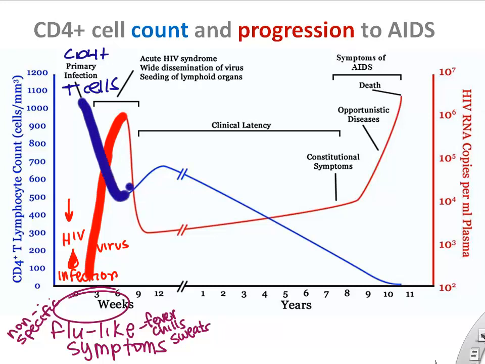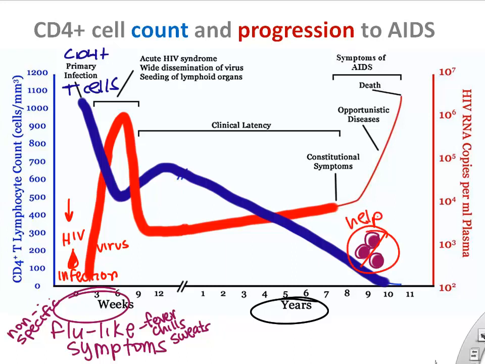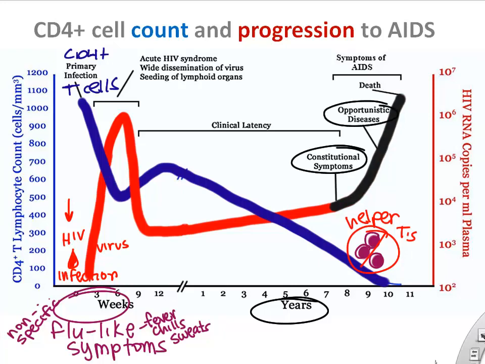The helper T cell levels might be reduced, but eventually you'll reach sort of a steady state where not much is going on clinically with you, but then over the course of years your helper T cell levels will plummet. When those helper T cell levels get too low, there's really no way to fight the virus, and eventually your immune system just doesn't work anymore, and that can cause AIDS and in most people lead to death.